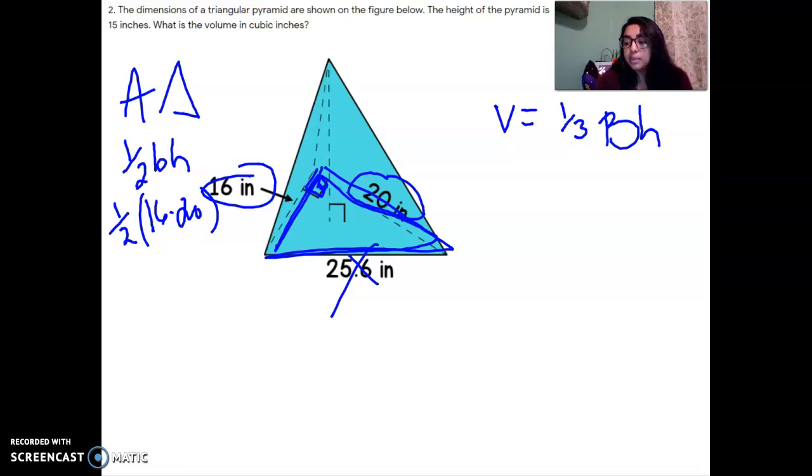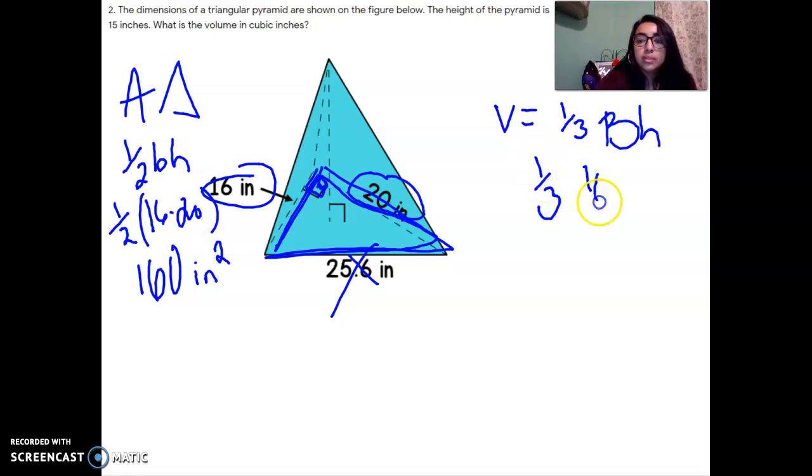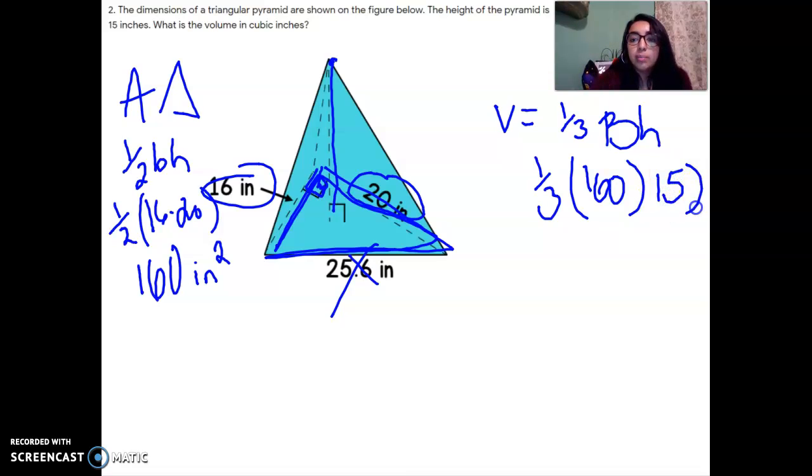So you can do 16 times 20 and then divide that by 2, which would give you 160 square inches for the area. So 1/3 of 160 for the area of the base. And then your height in pyramids, because we only have one base, actually goes from the vertex of your pyramid all the way down to the base. So in this case, it is 15. It did tell us that in the problem.